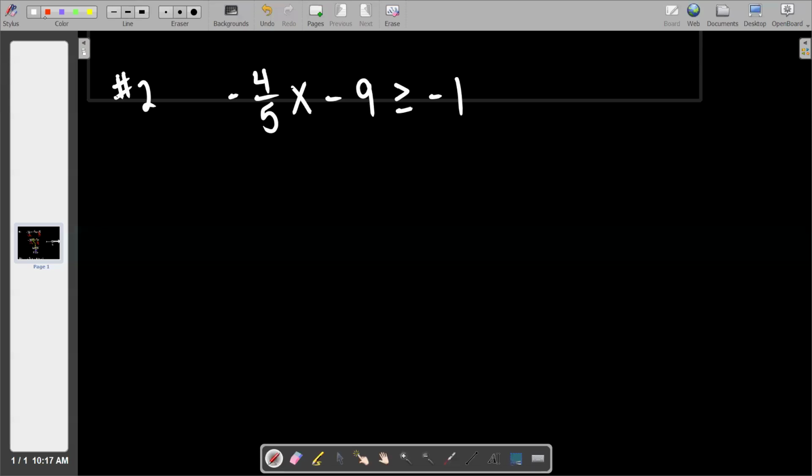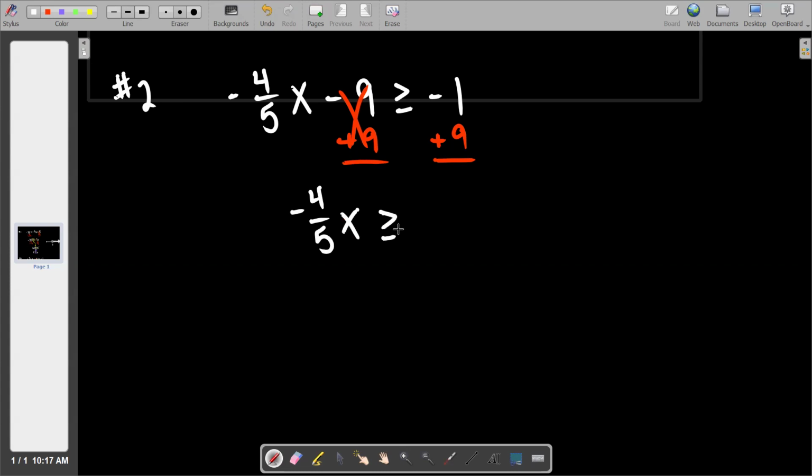First thing I'm going to do is add 9 to both sides. Remember, we're not ready for the multiplication yet. You could if you know what you're doing. It's just not generally what we do. So we're going to bring down the -4/5 x. We're going to keep our sign the same, and we're going to hope that we never make stupid mistakes. -1 plus 9 is +8.